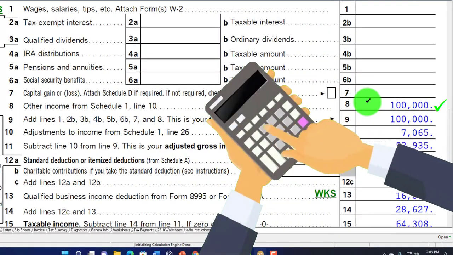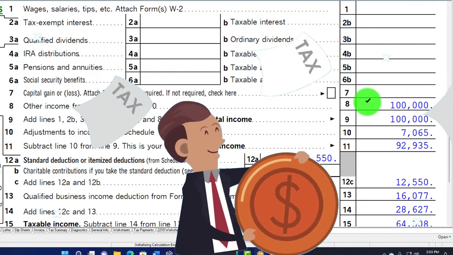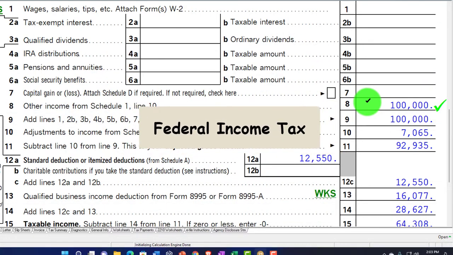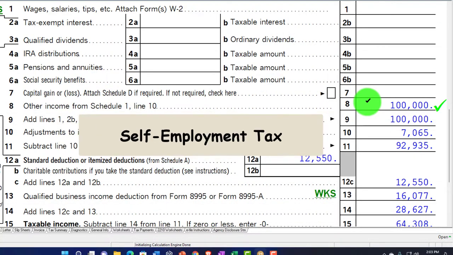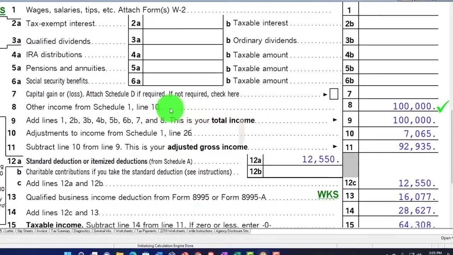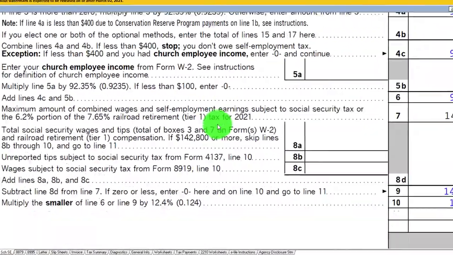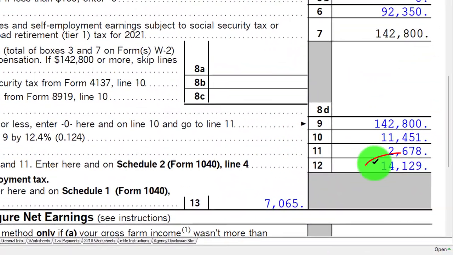Then we also have the tax that is calculated. This is where our focus will be. We have two taxes we need to consider, the federal income tax, and now we're also responsible for the self-employment tax, which is kind of like the equivalent of the payroll taxes, the Social Security and Medicare. So that's calculated on the Schedule SE. This is where our focus will be. But just to see the flow through here, you can see the total lines up to the 14,129.